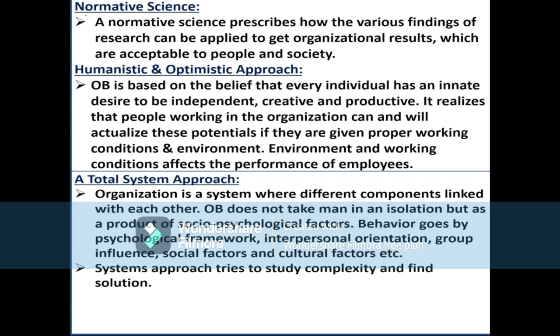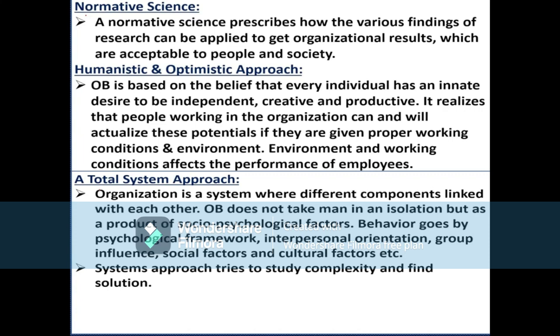Next one, a total system approach. A total system approach means the organization is a system where different components are linked with each other. And OB does not take man in isolation but as a product of socio-psychological factors. It is not considered as a single component. Man consists of different factors like socio-psychological factors, cultural factors, many factors. Behavior is shaped by the psychological framework, interpersonal orientation, group influence, social factors and cultural factors. So system means all the elements which are concerned with the organization are known as a total system.